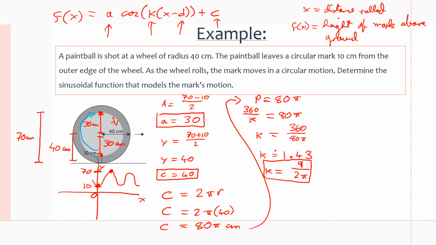So instead of starting at the max point, this graph that we have starts at the minimum point. So that means there has been a reflection along the x-axis of the cosine graph. So all we want to do is make our a value negative, which will give us a reflection along the x-axis. So therefore, we have our equation, which will be negative of the a value, cosine of our k value, which is 9 over 2 pi, times x, because now we don't have a phase shift, plus 40. And that equation will model the movement of the wheel, the height of the mark with respect to the distance the wheel covers.